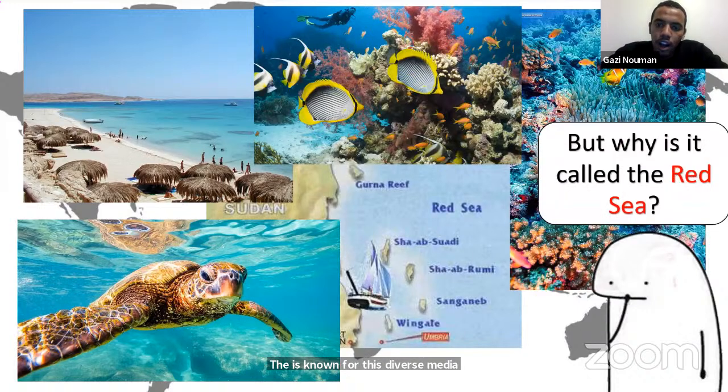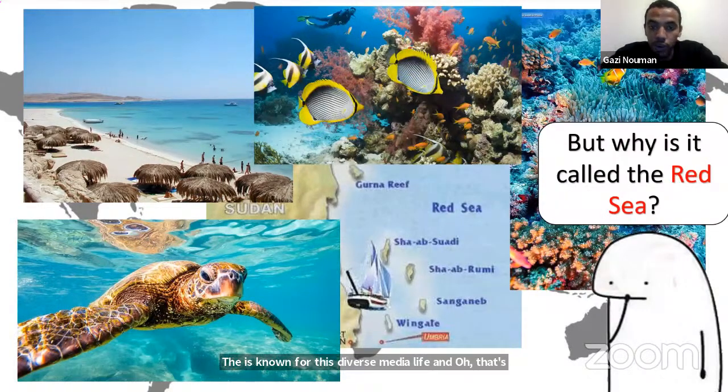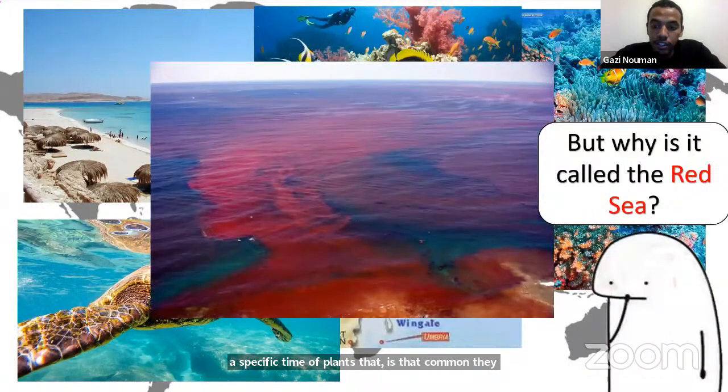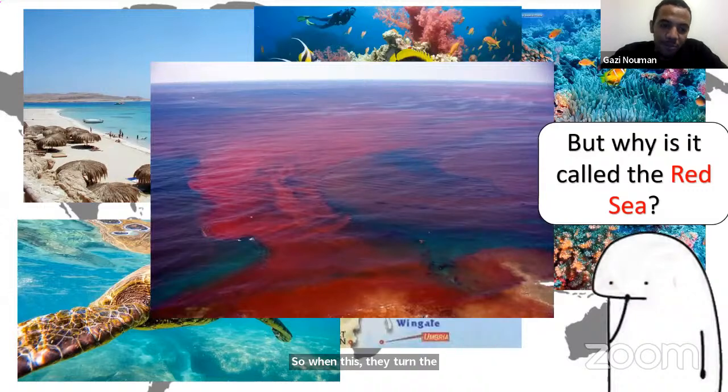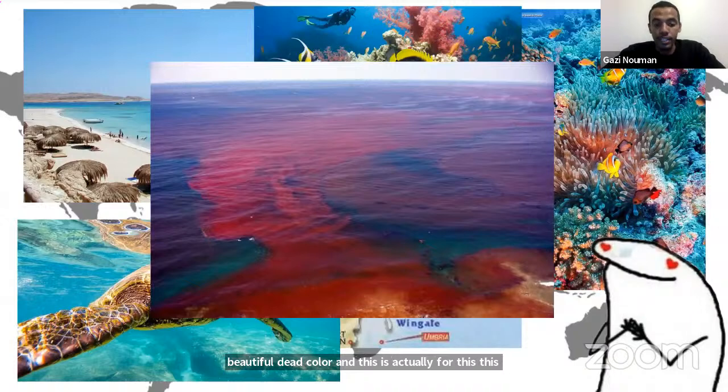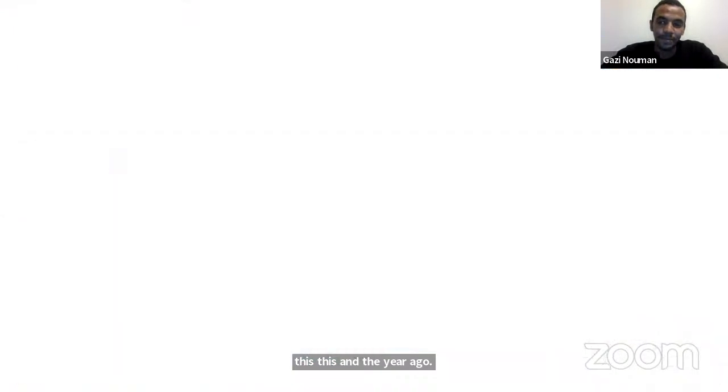And oh, that's a very good question. Why do we call it the Red Sea? Well, basically, because we have a specific type of algae. Algae is a specific type of plant that is commonly found in our water. When this algae blooms, it turns the surface of the sea to this beautiful red color. This is a real photo. So let's not waste more time, and let's go together to the Red Sea.